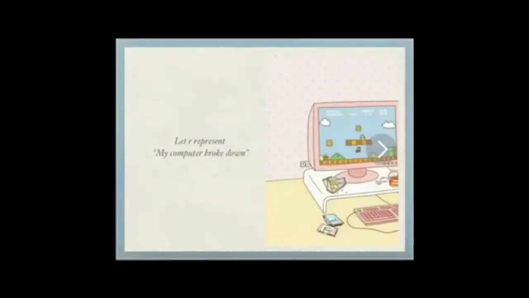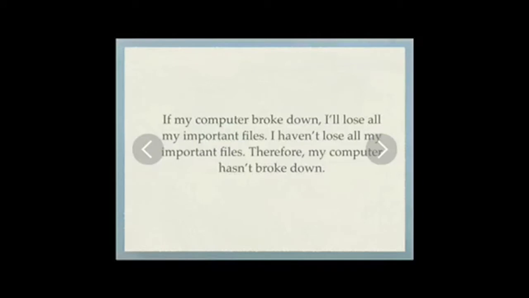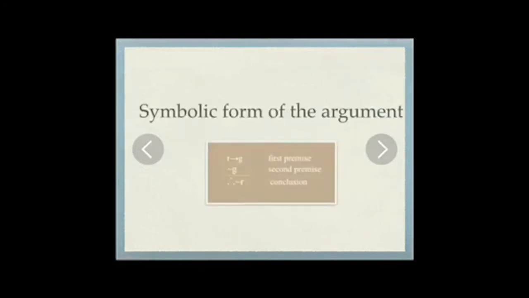Let R represent the statement, my computer broke down. And let G represent, I lose all my important files. If my computer broke down, I lose all my important files. Therefore, my computer hasn't broken down. So this is the symbolic form of the argument.